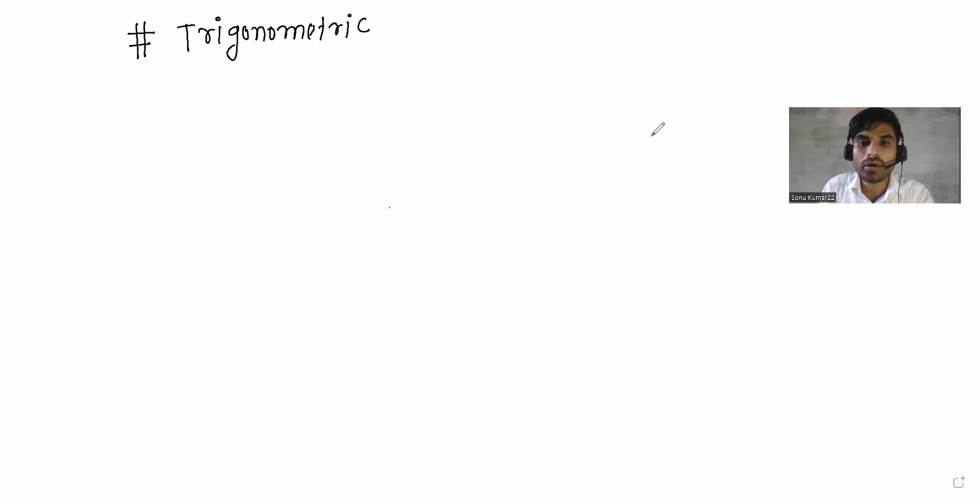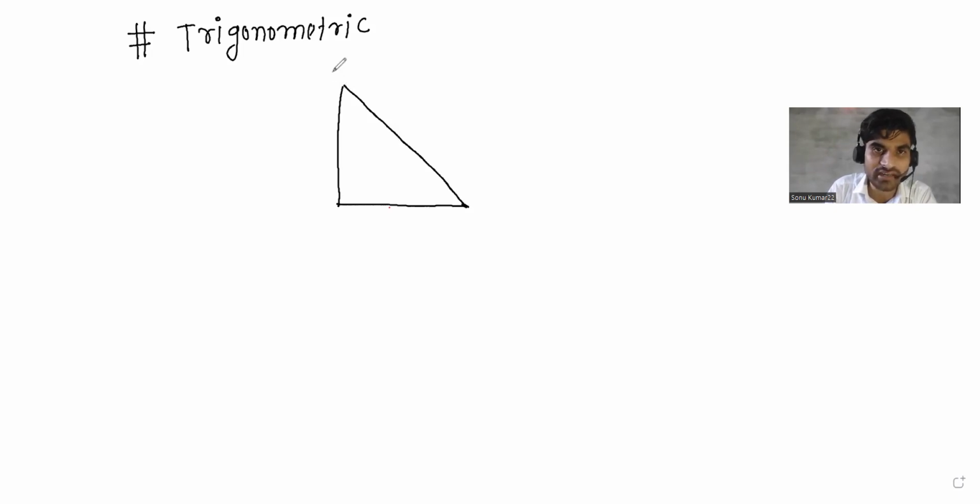First of all, I'm taking a right angle triangle. Okay, this is the right angle triangle. You can see the vertices of this right angle triangle are A, B, and C, and the right angle is at B. So we note that angle B is 90 degrees.